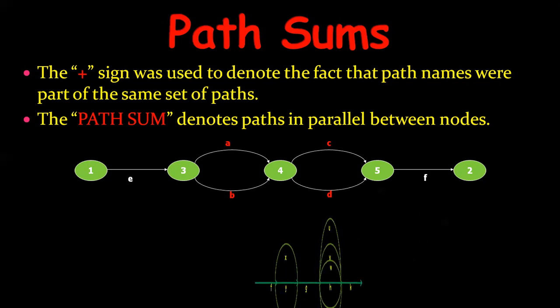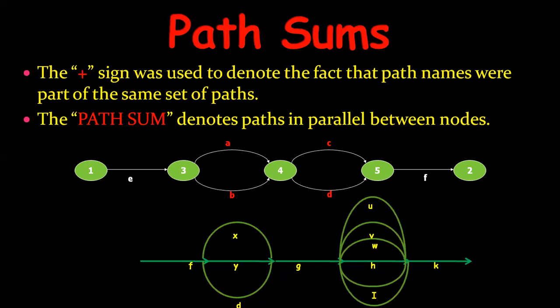So let us take one more example. Here the set of parallel paths are being denoted by X plus Y plus D, and the second by U plus V plus W plus H plus I plus J. So the set of all paths in this particular flow graph will be (X plus Y plus D) into G into (U plus V plus W plus H plus I plus J) into K. So this is how we are going to represent the path expression.